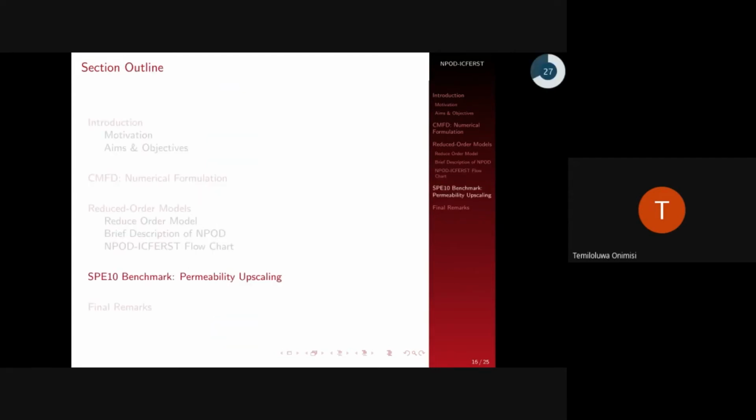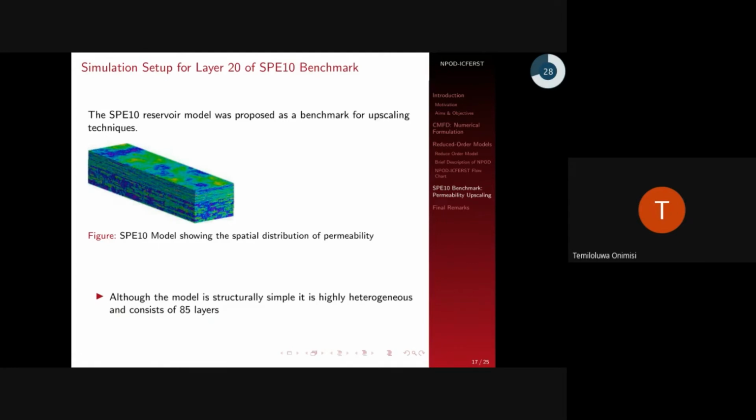Next slide. So in this section, I'll just be showing a benchmark of the model. We use it on an SP10 case 2 file. The SP10 model is a known reservoir model that has been proposed for benchmarking upscaling techniques in reservoir communities. And although it's structurally simple, it's very heterogeneous, and it consists of 85 layers.